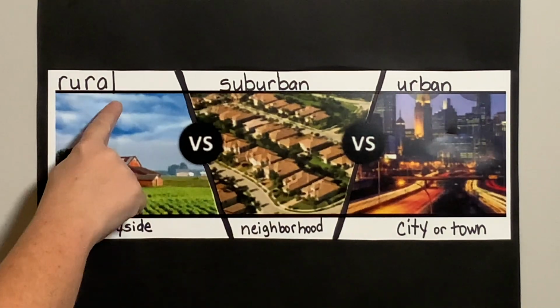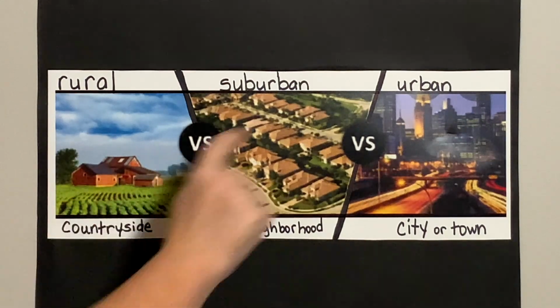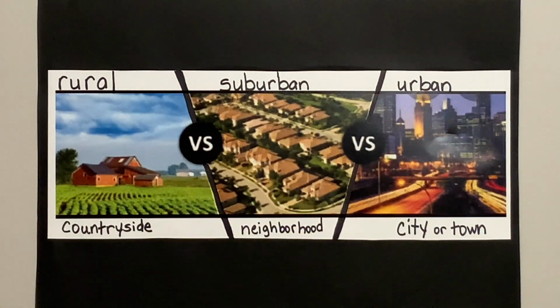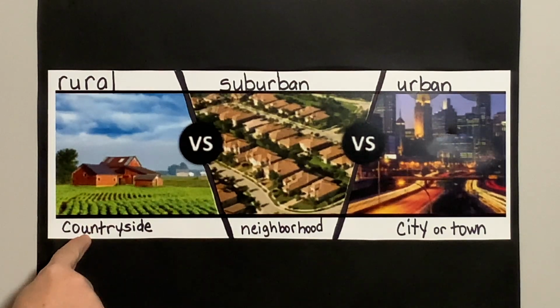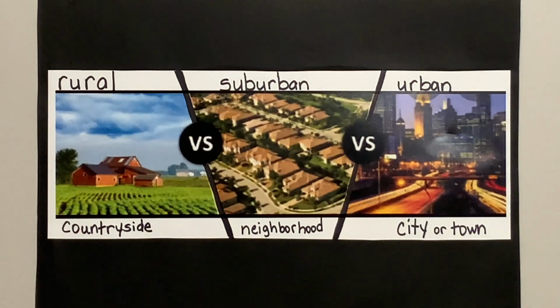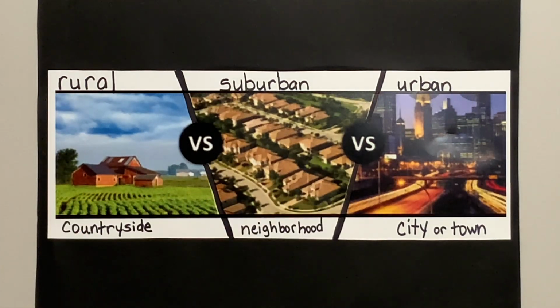This one's called a rural, say it with me, rural community. This one's called an urban community, right? And the rural one, you see the, very good, the countryside, and the urban, you see the city. Now that's like a really big city. Sometimes you go to a city and it's not that big, it's like a town. So that's how they're very different from each other, right?